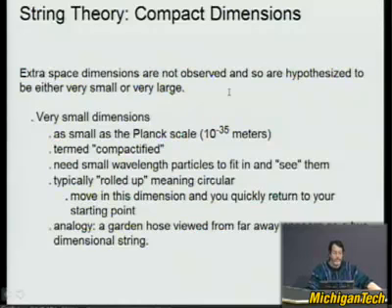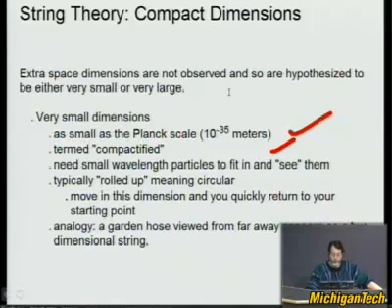So what happens to these extra dimensions? How come we keep seeing only 3? I can move up and down, left and right, and front and back, which are the 3 spatial dimensions, but I myself don't appear to be able to move in any of these other dimensions. The typical reason is that these dimensions are very small. They may be as small as the Planck scale, which is described in other lectures. They are what's called compactified. So you need small wavelength particles to fit in and see them. They're considered to be typically rolled up, meaning circular. Move in this direction and you quickly return to your starting point.